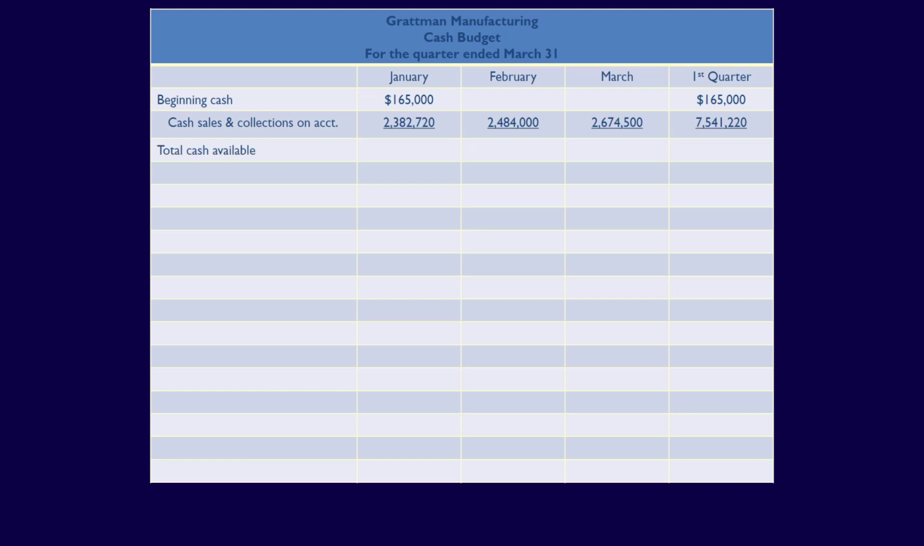We now have all the cash receipts for the budget. If we add the cash receipts to the beginning cash balance, we get the total cash available. So for January, $165,000 plus $2,382,720 is equal to total cash available of $2,547,720.